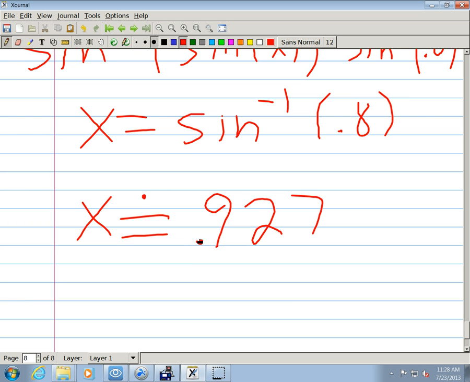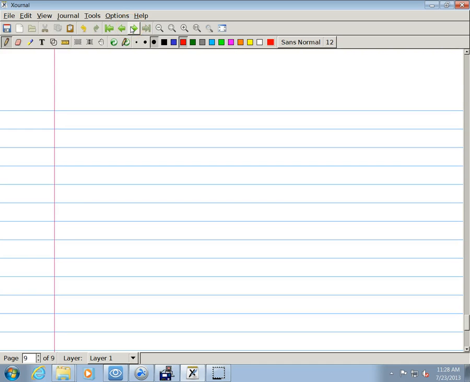Okay, so that's what we use inverse functions for, right? To solve equations. So how do you get inverse functions? Let's say I gave you this function.